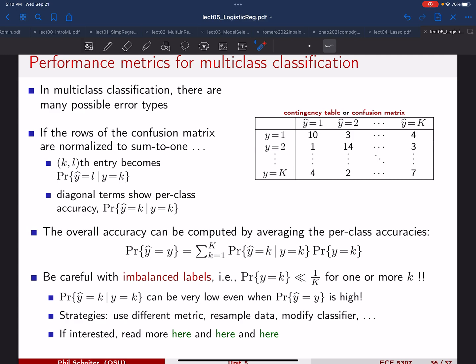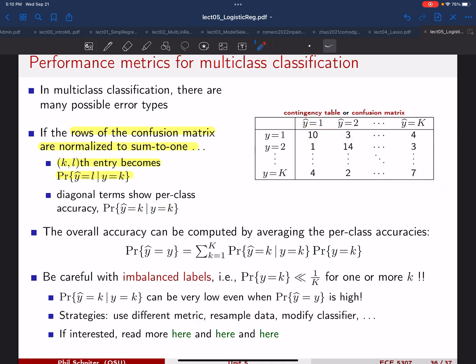One important thing is when you look at these kinds of tables, you often want to normalize the rows of this matrix so that they sum to 1. If you do that, the table becomes very interpretable. You can look at the normalized table, and the k-th entry is just the probability that y hat is L given y equals k. Also, the diagonal terms show you the probability of correctly choosing k given that the truth is k after you normalize it.